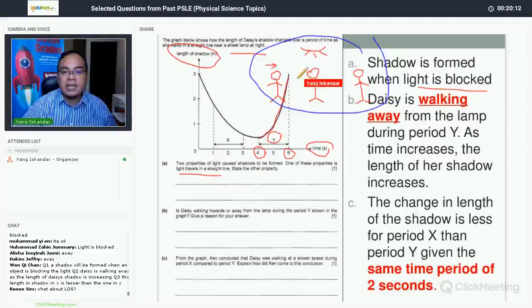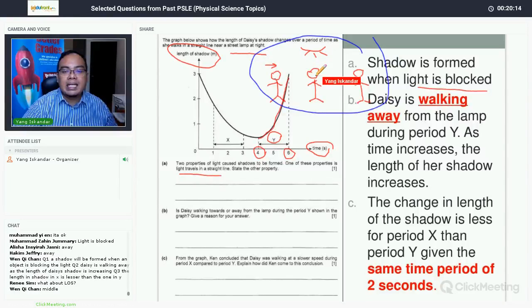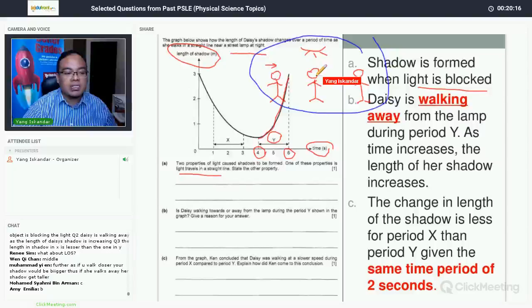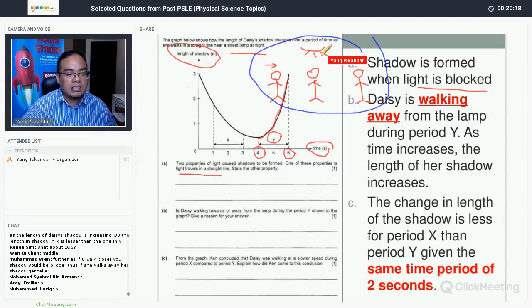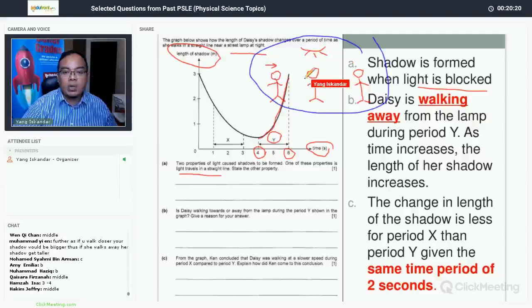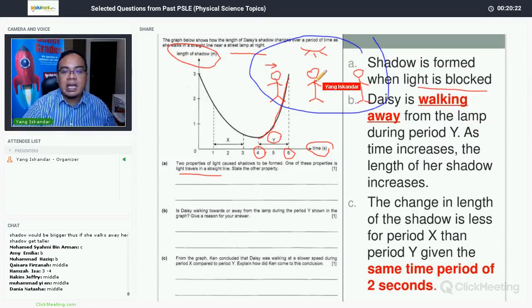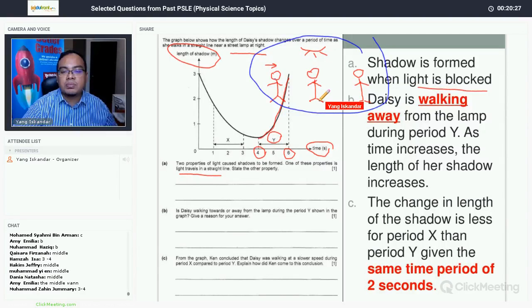In which part will the shadow of Daisy be the shortest or the smallest? In the middle, right? Okay. When Daisy is right underneath the lamppost, the shadow will be the shortest. Just like if we are standing outside at 12 p.m., you can see that our shadow will be the shortest, right? Very small shadow.